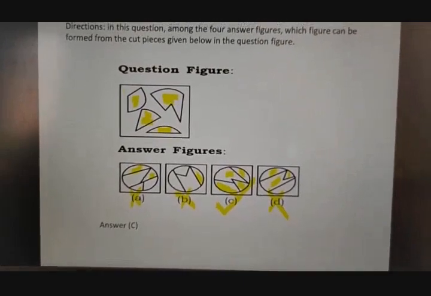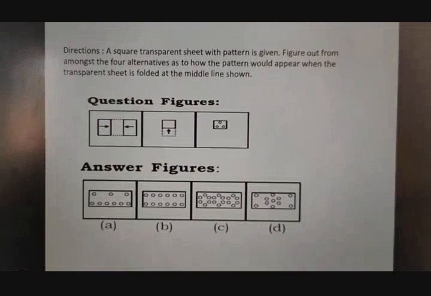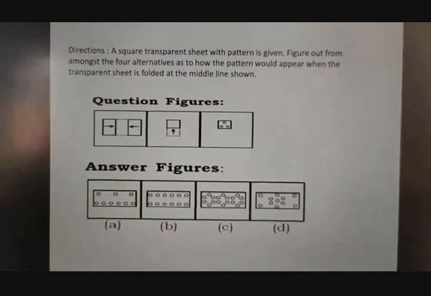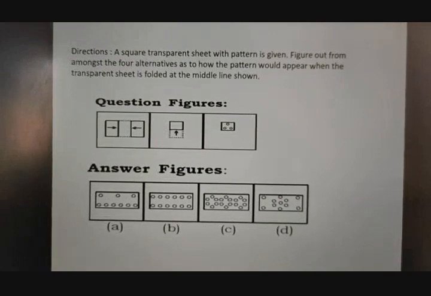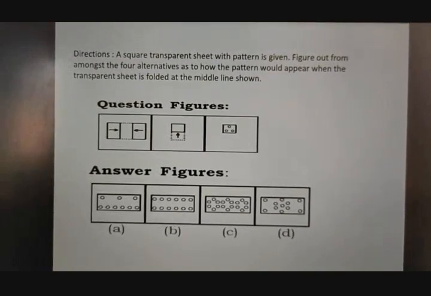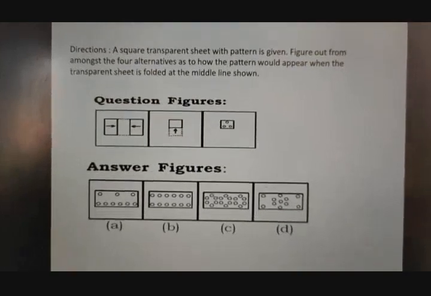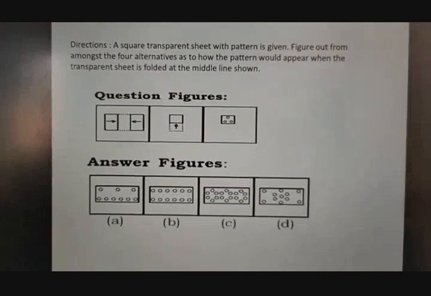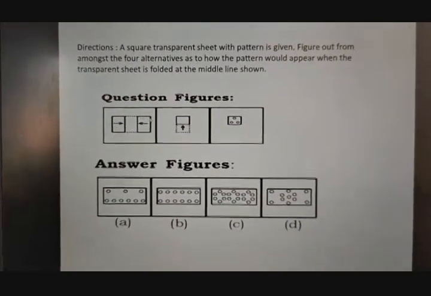Let's see another example. This one contains a square transparent sheet with a pattern given. Figure out from among the four alternatives how the pattern would appear when the transparent sheet is folded at the middle line. This one is like the previous one I told you about in the sheet, on how to solve this type of question. This one is the complete sheet.